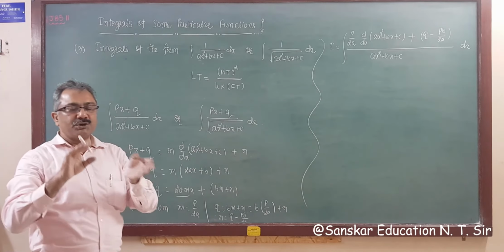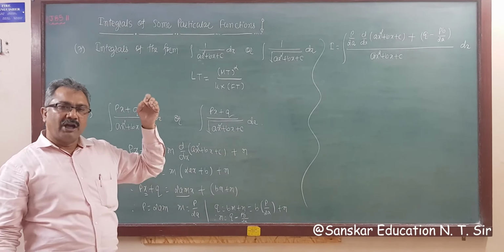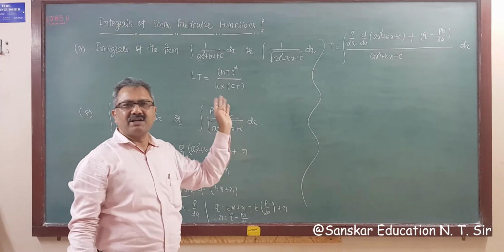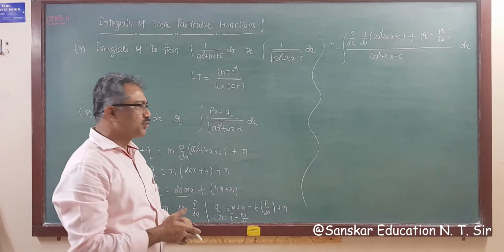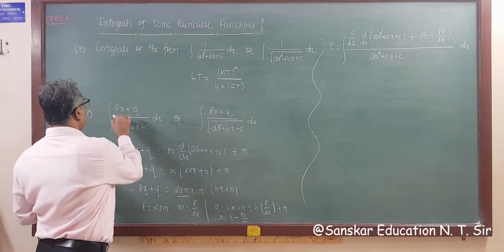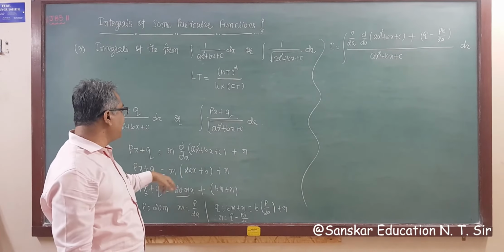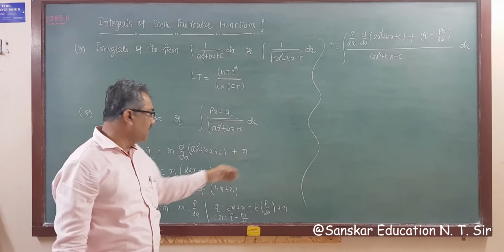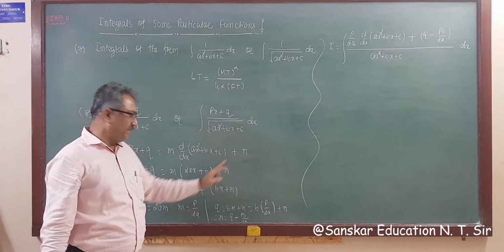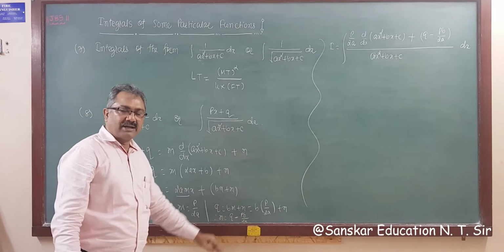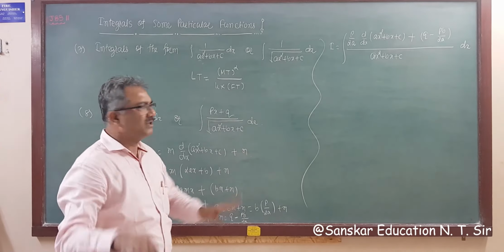So this is our standard method. You have to apply the same formula in each and every question. What you have to do: first take the numerator equal to a constant into d/dx of the denominator plus some constant. By comparing, find the values of m and n as we found here.